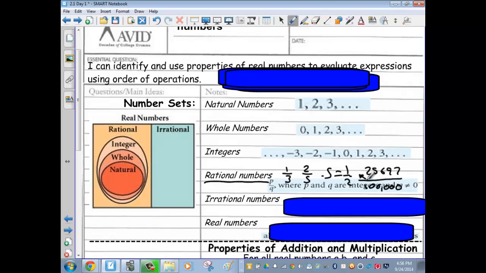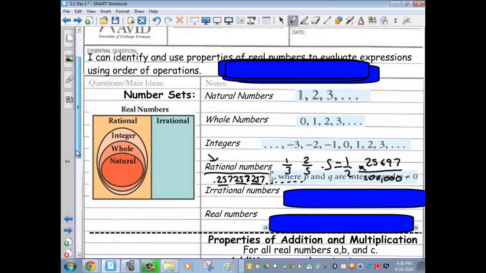Also, if it's a decimal and it has a pattern, 257, 257, 257, see how there's a pattern to it? If it has a pattern but it goes on forever and ever, because it has a pattern, you can put it in fractional form. So if you ever see a pattern that goes on forever, or it's a decimal that stops at a certain point, then you know that it is a rational number. Okay, so that's the key there for that one.